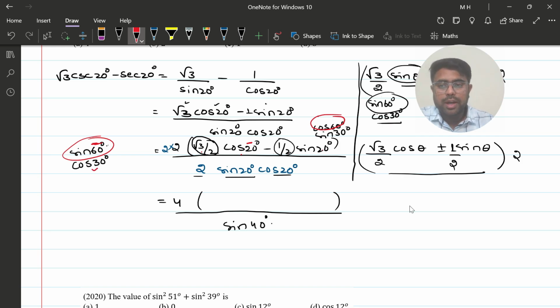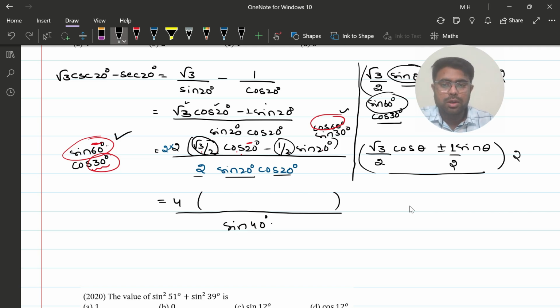So if I write down 30, it is going to be cos 30 into cos 20. So cos x into cos y minus sin x into sin y, which is cos of x plus y. What is cos of x plus y? X is 30, y is 20. So it is going to be 50 degree. Okay, here in the denominator I have got 40 degrees. So for the cancellation, it would be easier if I consider sine 60 and cosine 60.